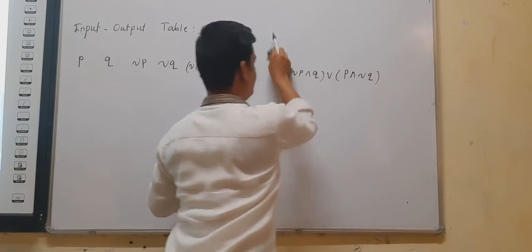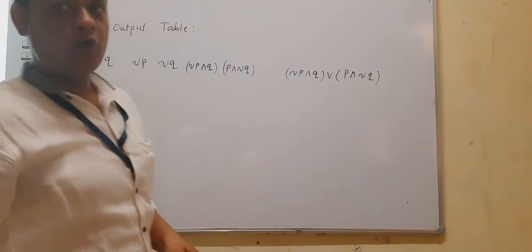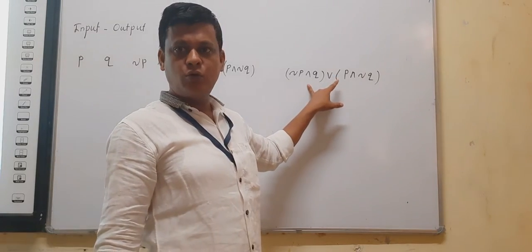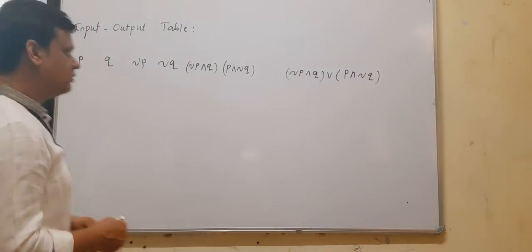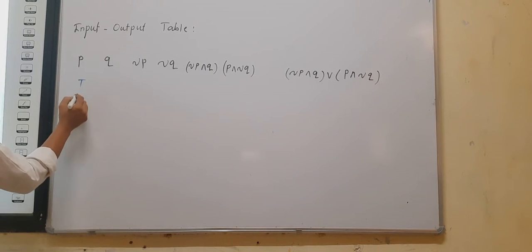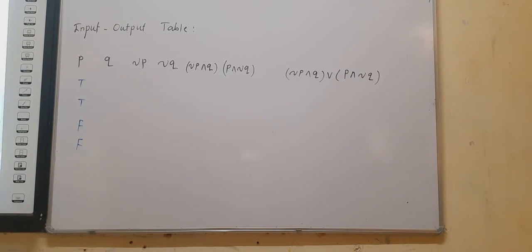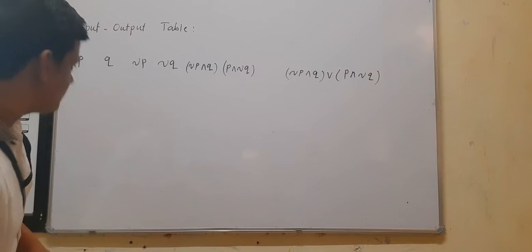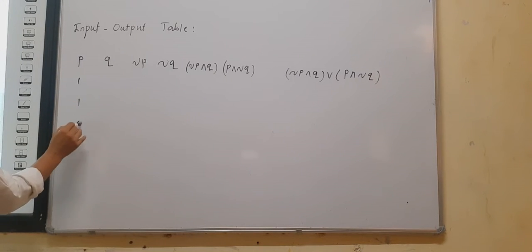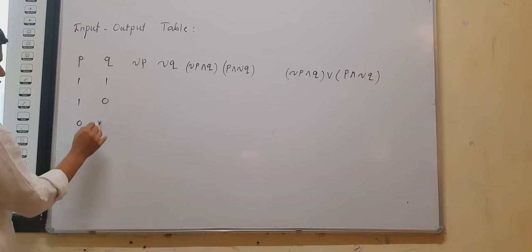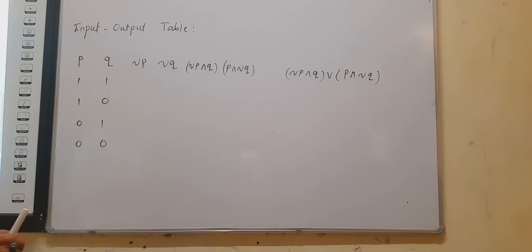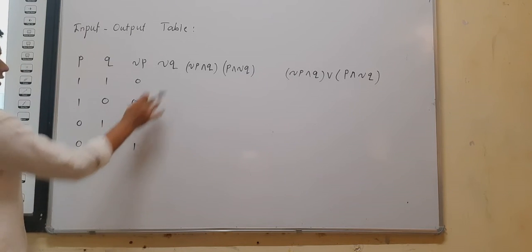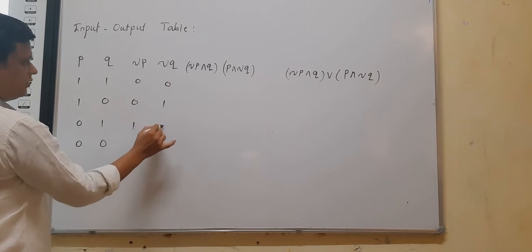You prepare the truth table for this. How to prepare a truth table? Here the total number of statements is 2, so we have to take 4 truth values. So we write T T F F, or we write in the form of 1 1 0 0, and 1 0 1 0. Now we have to take the negation of P, that is 0 0 1 1. Negation of Q is 0 1 0 1.